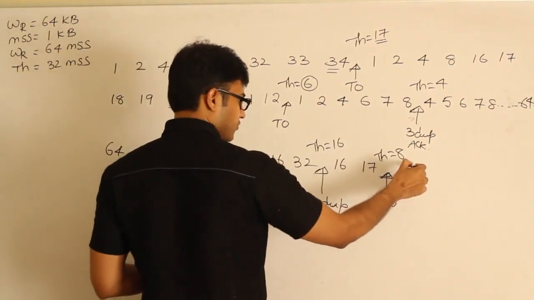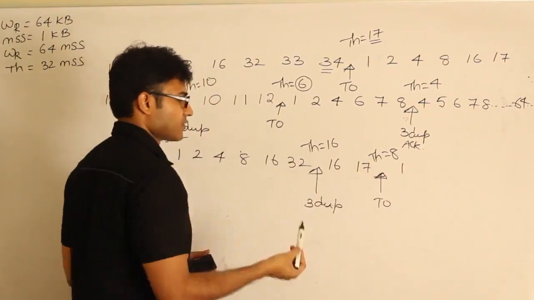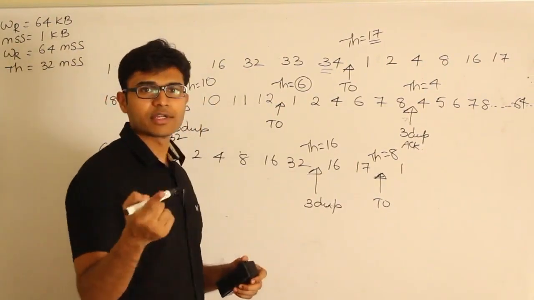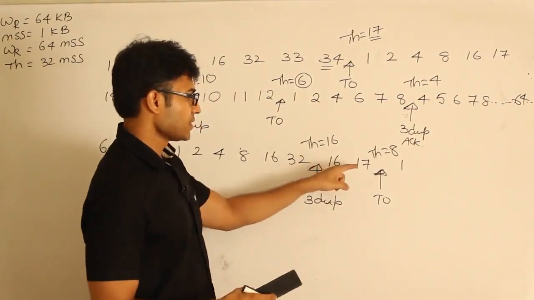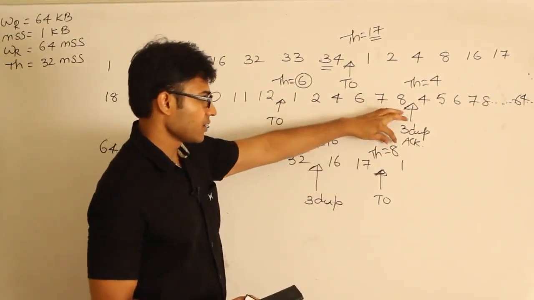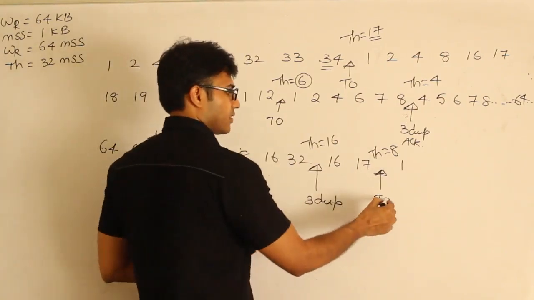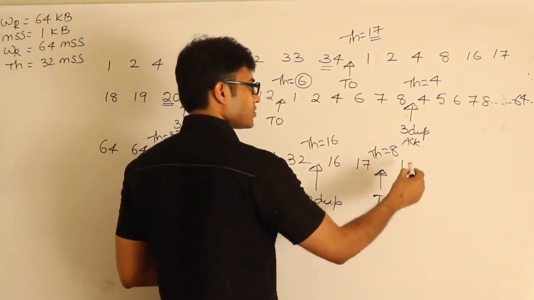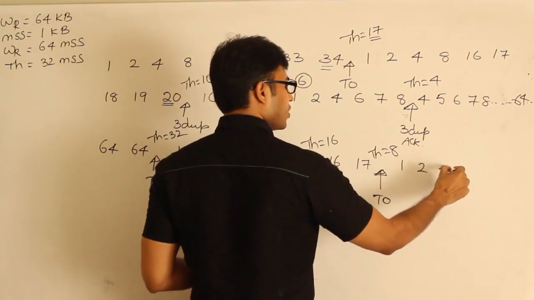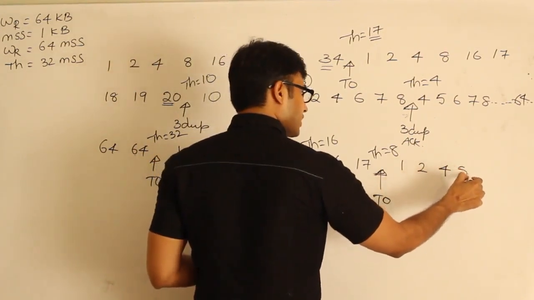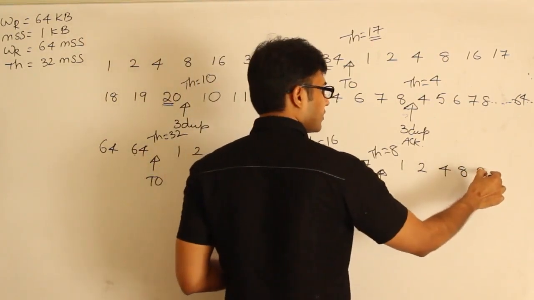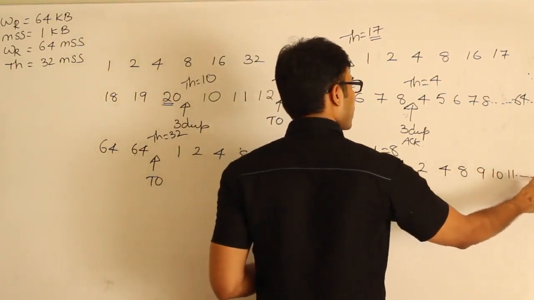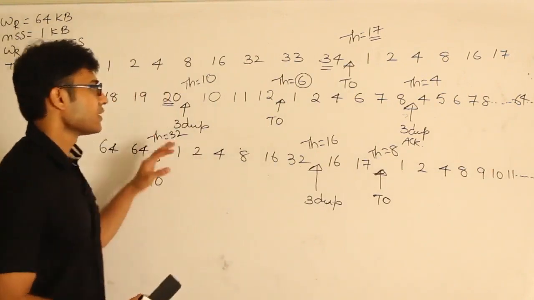So what is slow start phase? 1. 17 by 2 is actually 8.5, but you should always take the base, so that is why I am taking the floor. Floor means 8, right? Then we will again start from slow start, 1, 2, 4, and we go till 8 only, and then we grow linearly, 9, 10, 11, and so on, right? So this is how this algorithm works.